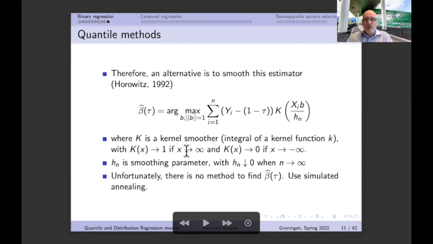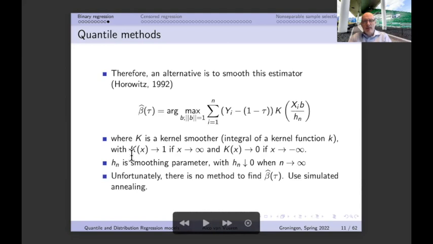Now I'm pretty sure that you have heard about kernel functions before. You should take into account that this is not a real kernel function. Usually kernel functions are related to density functions, but this is not a standard kernel function. It's nothing else than the integral of a kernel function. And taking into account that standard kernel functions are densities, this can be interpreted as a distribution function.